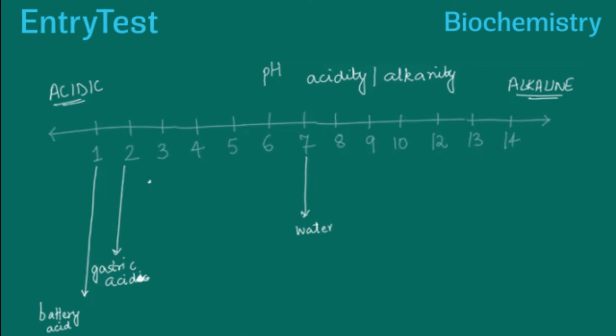And then hydrochloric acid, so let me just represent it by HCl. Then the substance with 4 acidity is soda. For example, any aerated soft drink. The one with 5 includes acid rain. And the substance with an acidity of 6 is black coffee.